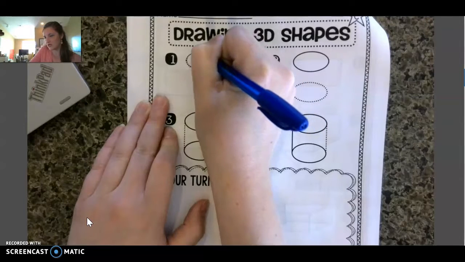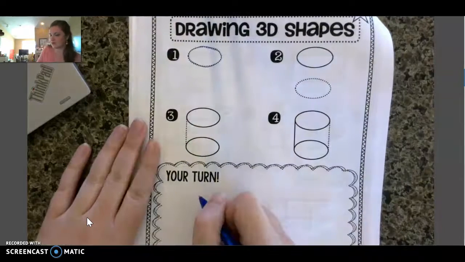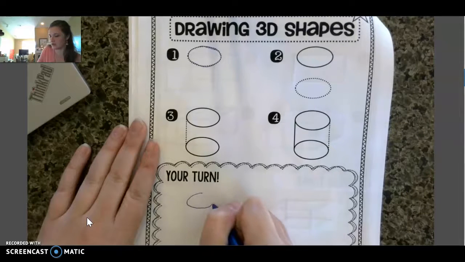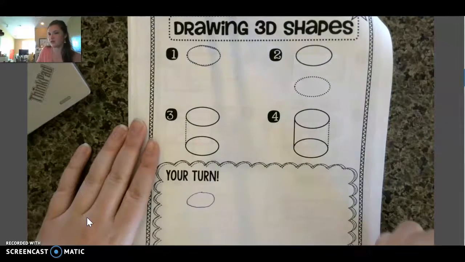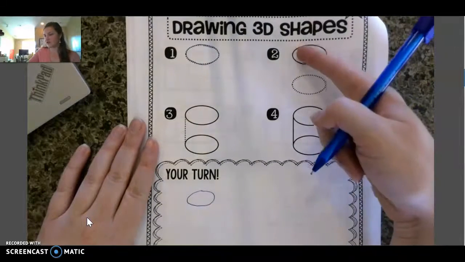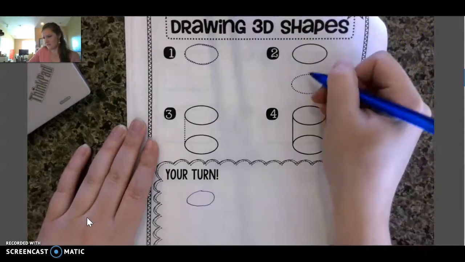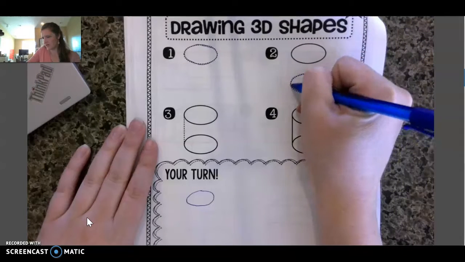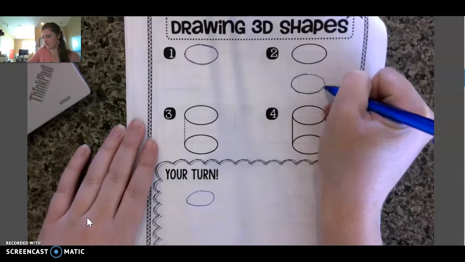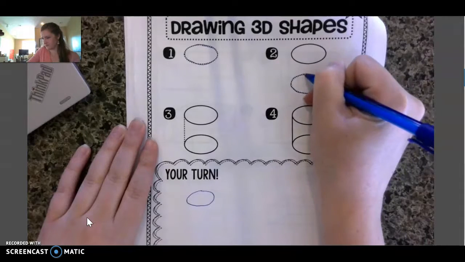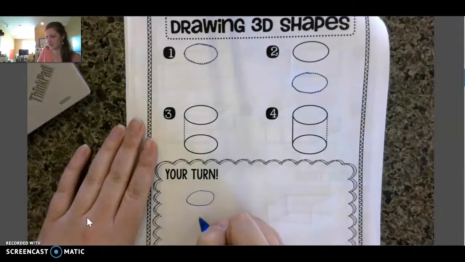So we're going to draw an oval, and once you trace it, you can draw your own. Okay, and then we're going to come straight down. We're going to leave the empty space between the ovals, but the second oval is going right underneath the first oval. Okay, not off to the side, but straight underneath.